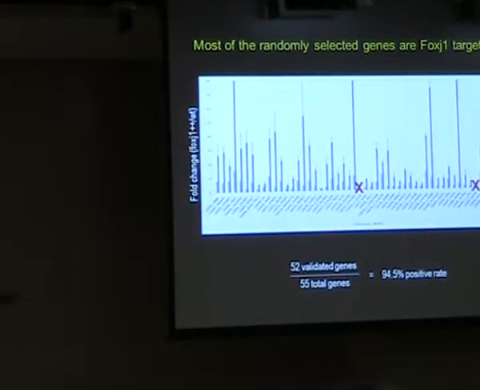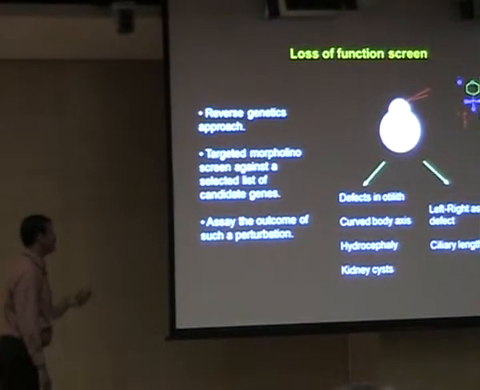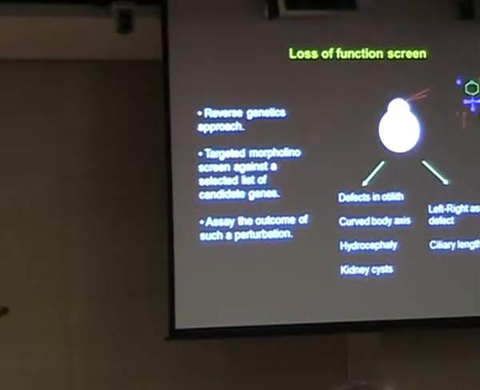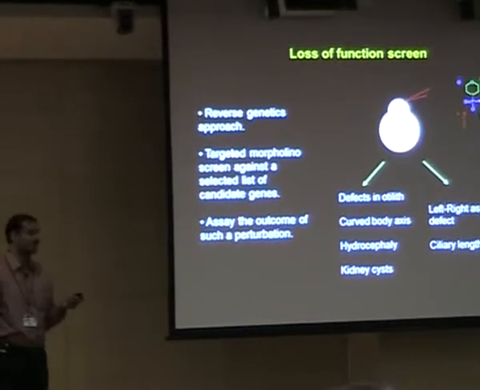What you're looking at are the qPCR results for the 55 genes that we selected, of which 52 turned out to be positive. This means that if we took any random set of 55 genes from our list, about 52 of them turned out to be positive, and indeed are targets of FOXJ. From these 52, we decided to characterize another 50 more. So we carried out a loss of function screen. This was in essence what we call the reverse genetics approach.